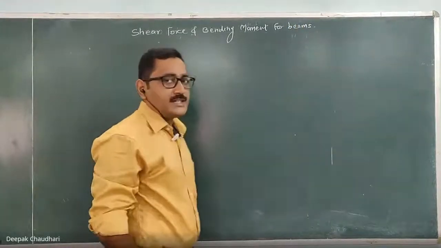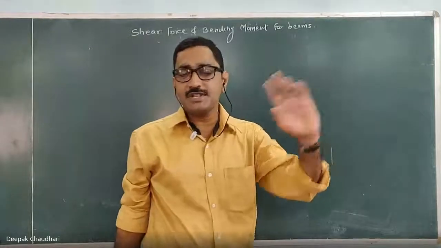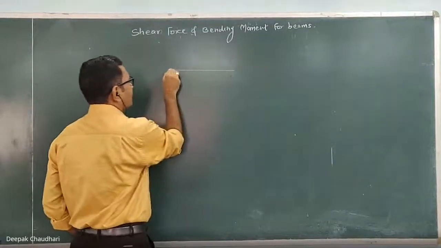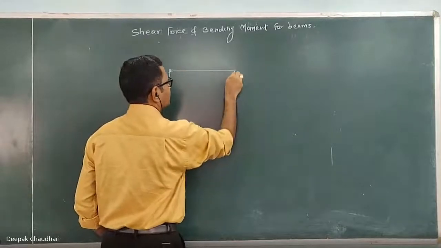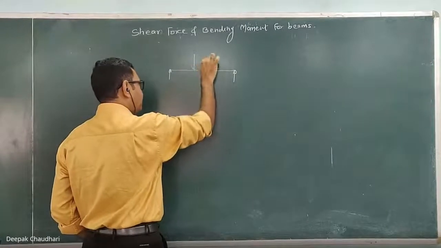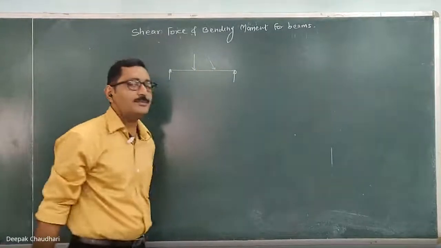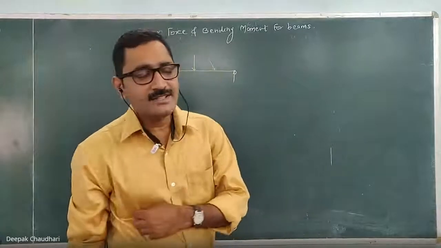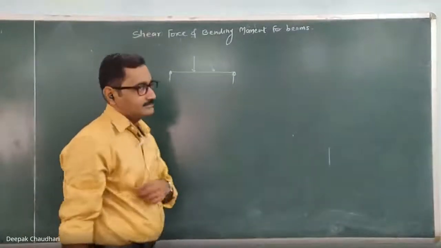All of you know that the beam is a horizontal member of a structure which is subjected to the lateral loading. There are different types of beams which are subjected to different types of lateral loading. Lateral loading means the line of action is perpendicular to the axis. Such types of loads are known as lateral loading.